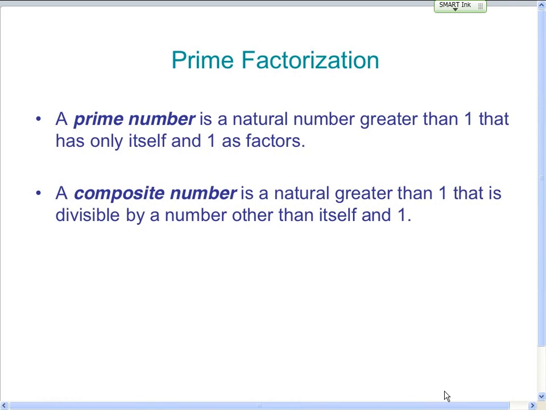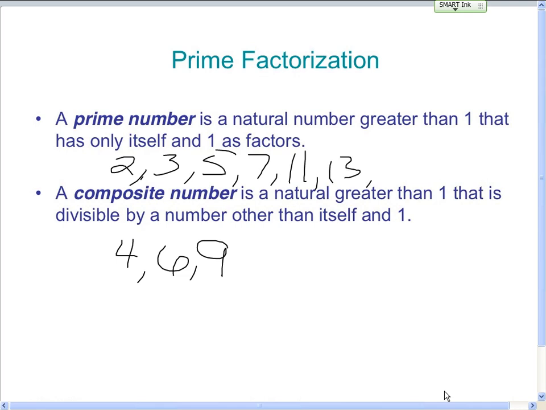Examples of prime numbers, 2 is a prime number, 3, 4 is composite because 2 goes into it, 5 is prime, 6 is composite, 7, etc. And no, 9 is not prime, 9 is a composite number. Next one after 7 for prime number, I believe, is 11, 13, 17, etc.